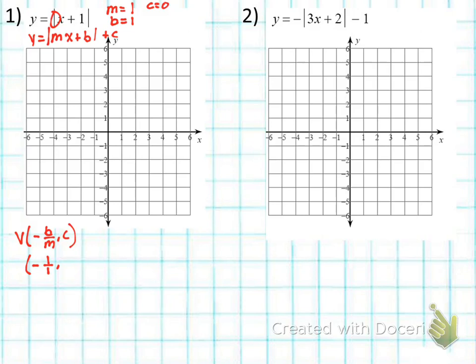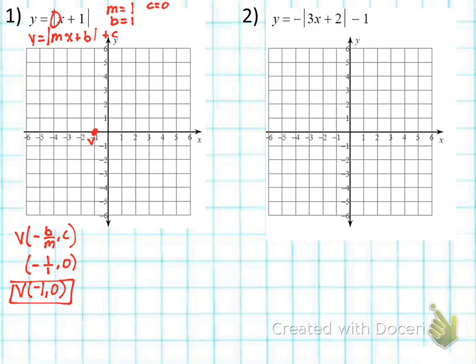Our c is 0 in this case. So we simplify that. Negative 1 over 1 is just negative 1. So we know that the vertex on this particular absolute value equation is going to be at negative 1, 0. So it's going to be there. So I'm going to put that there, and I'm going to put a little v there to represent my vertex.